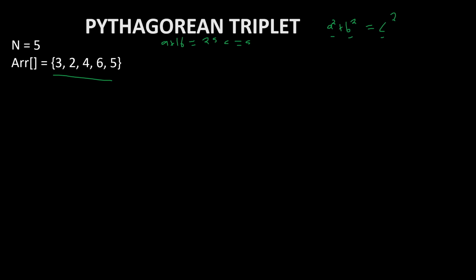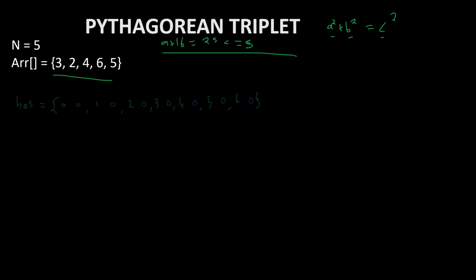So how can we know that it is inside the array? By using code. For that we are going to use a hash map. Hash map is useful here. By using a hash map, we're going to take every possible combination, do the square, and check if the value is there inside the array or not.